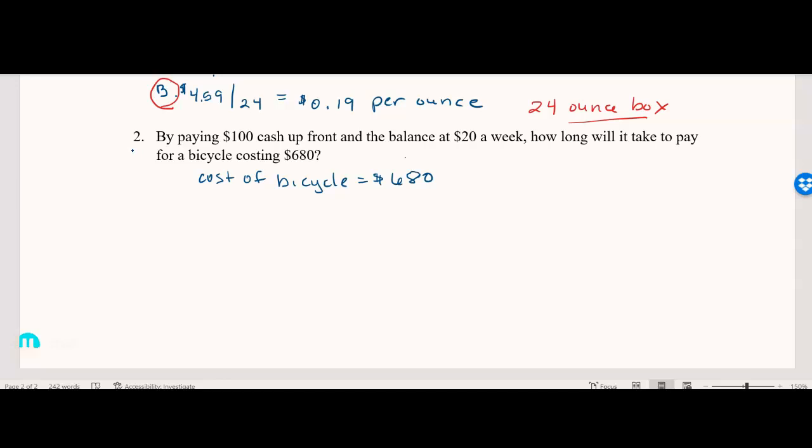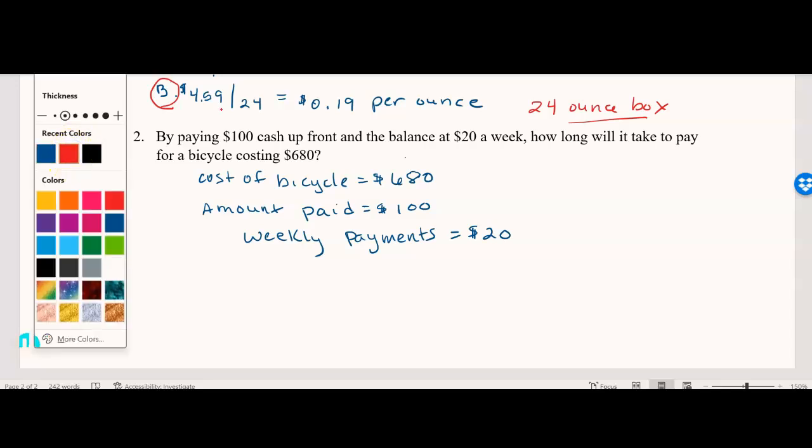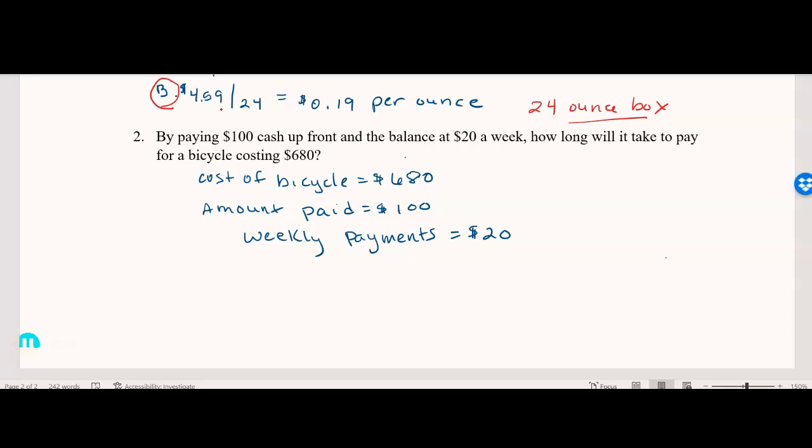We also know that the amount paid in cash was $100. And then we have weekly payments of $20. This is what I like to do. I like to write down everything given so I can figure out what to do with these numbers to get to my solution. So here it says he paid $100 up front. 680 minus 100 means that what is left owed is $580.